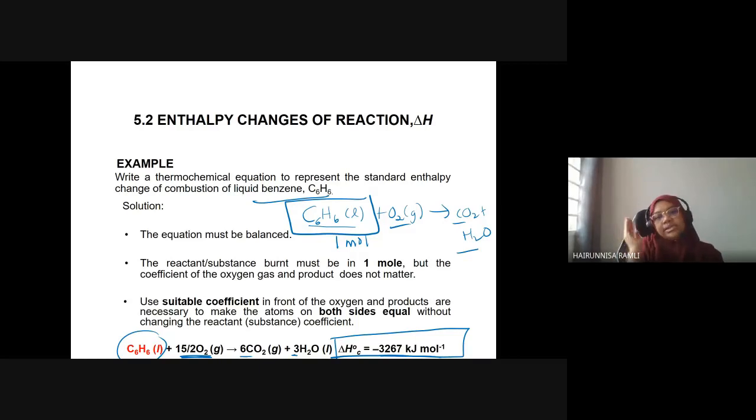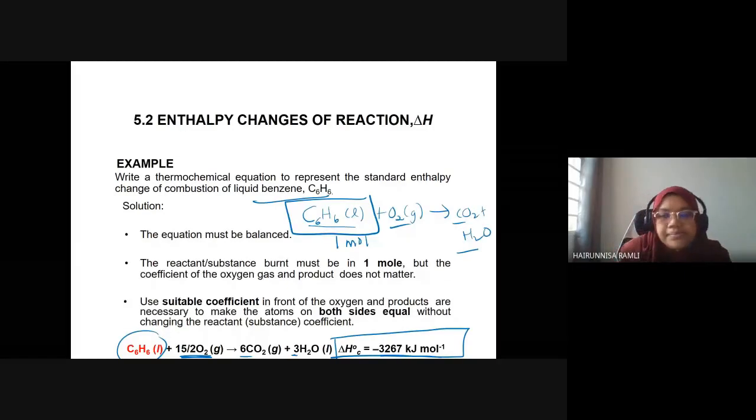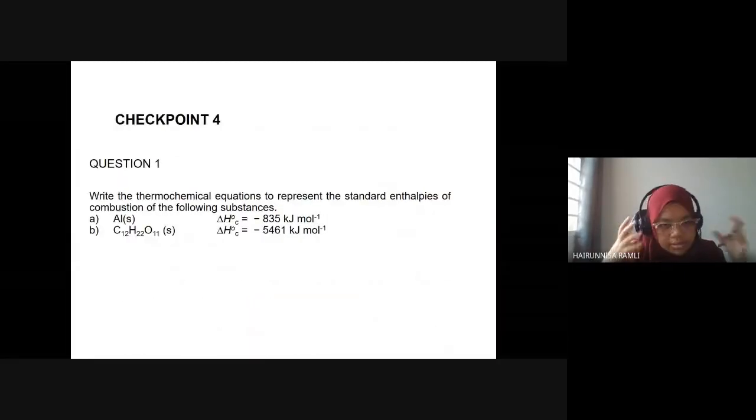Okay, so the difference from formation earlier is just here: the 1 mole is on the reactant. Okay, so try to write this thermochemical equation. So for combustion, always remember, oxygen must be there. It's just that the products will not necessarily be CO2 and water.